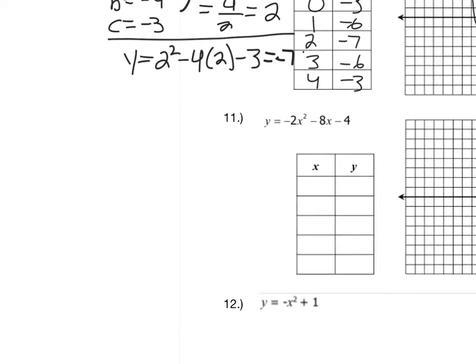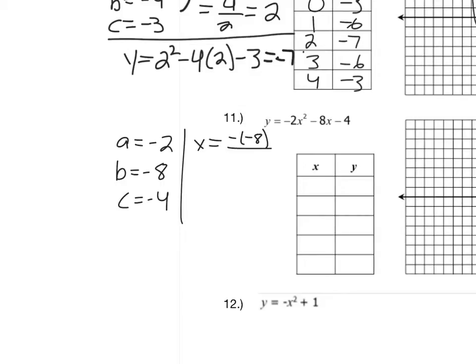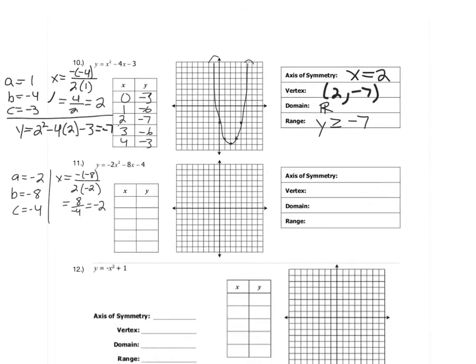All right, next one. I'm going to graph this, but first by finding the axis of symmetry. Again, A is going to be -2, B is going to be -8, and C is going to be -4. So x equals -8 divided by 2 times -2. By now you should have that formula memorized, hopefully. -8 is going to be +8, and 2 times -2 is going to be -4, which would give us a -2 as our axis of symmetry. The axis of symmetry is going to be x equals -2.